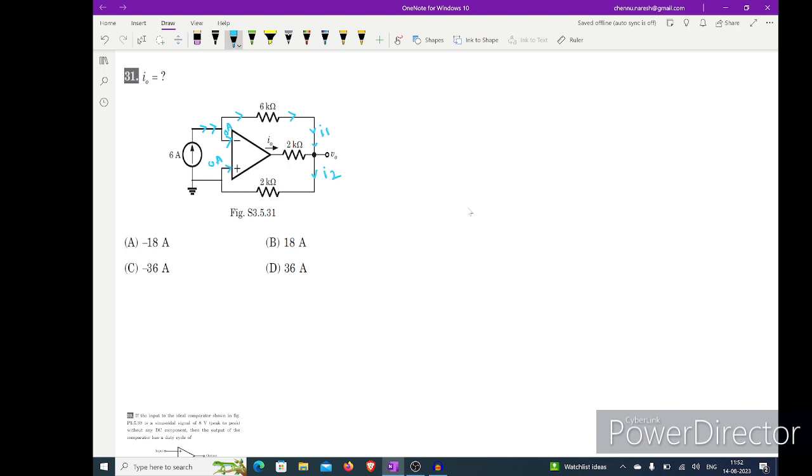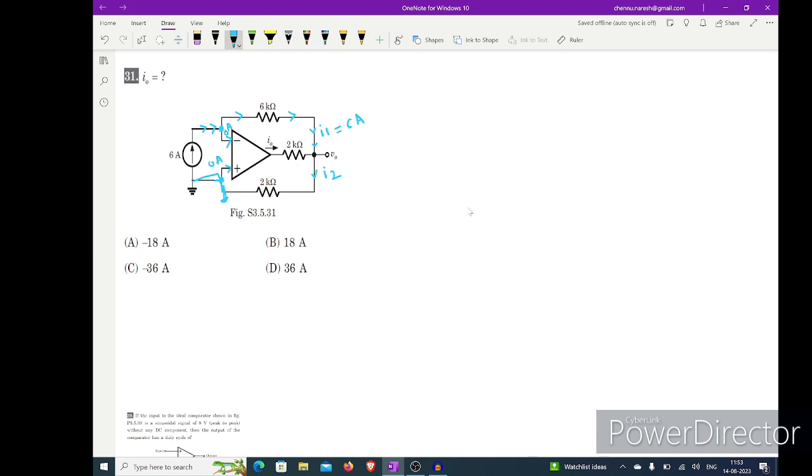So if you see this current 6 amps, it's coming like this. So I1 I can take as directly 6 amps. We don't know I0 and I2. So for this one we will use the virtual concept again. So it is grounded here. So this path only connected here. So this is ground terminal. It's 0 volts. Here also 0 volts.